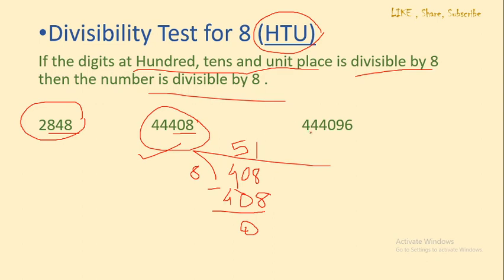Next is 444096. For this, what we have to check? 096, that is only 96. Is it divisible by 8? Yes. If you check, 96 is divisible by 8, as 8 12s is 96, and so this whole 6-digit number is divisible by 8. Let us see next.